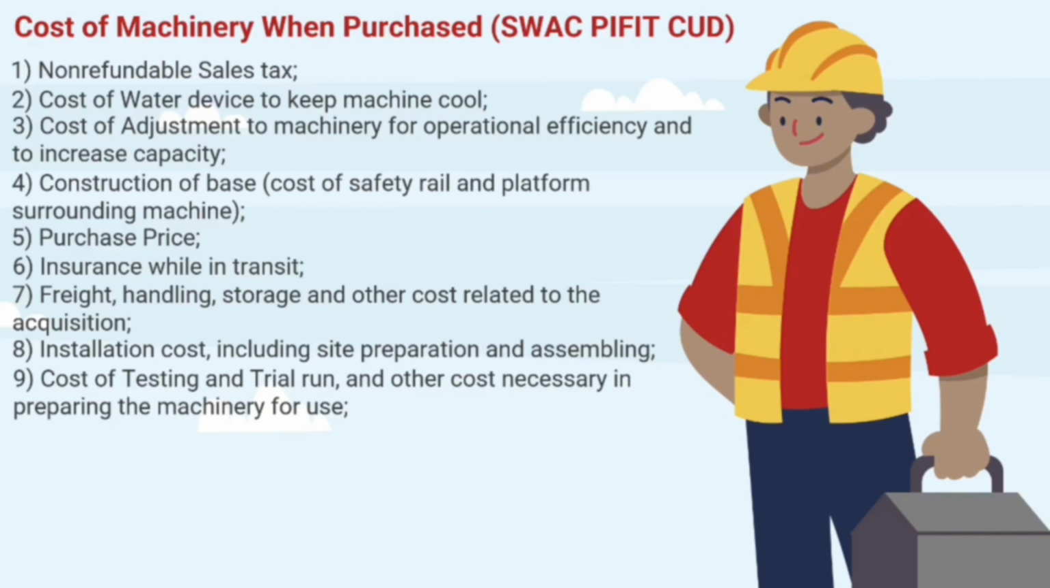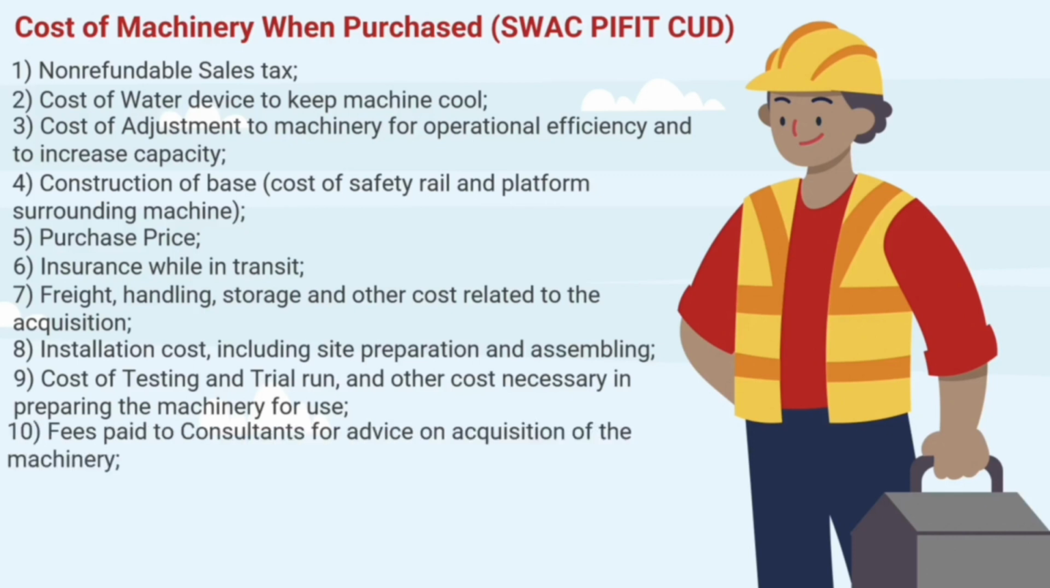So these costs cover activities such as testing, trial runs, and other necessary preparations to ensure the machinery is ready for use. Then, fees paid to consultants for advice on acquisition of the machinery. So C, this involves paying consultants or advisors for their expertise and advice regarding the acquisition of the machinery. Then U, unloading charge. So this refers to the cost incurred for unloading the machinery from the transportation vehicle upon delivery.